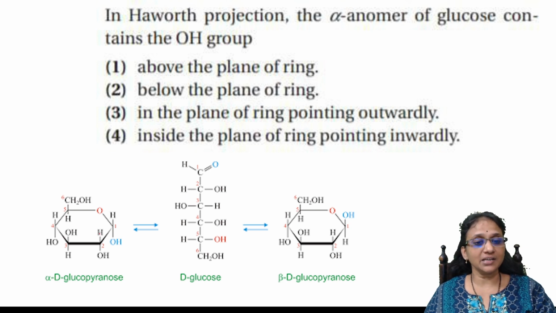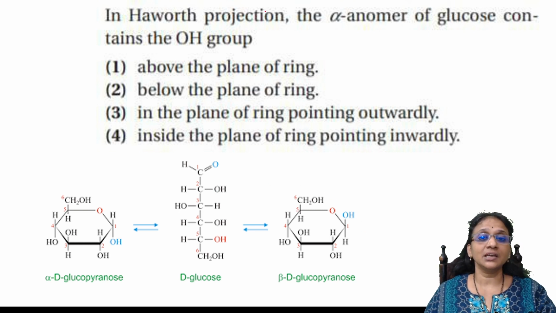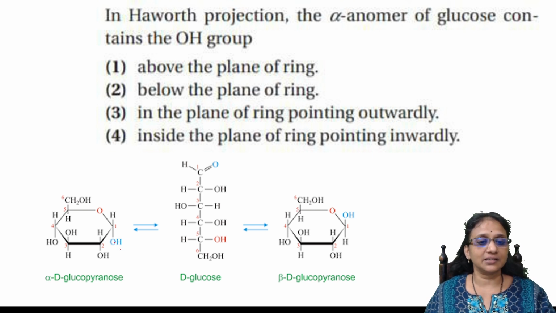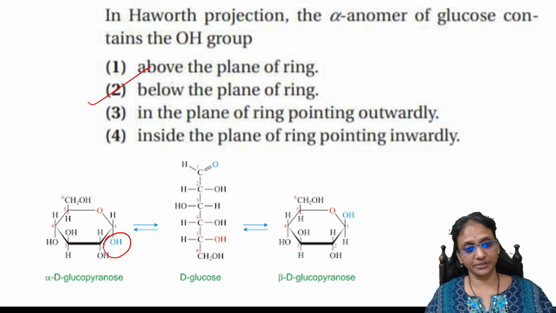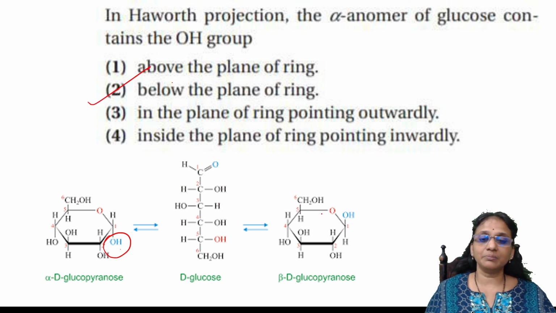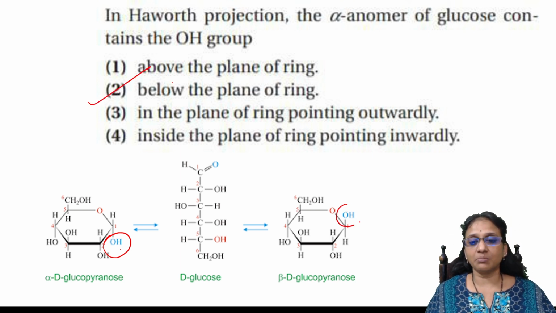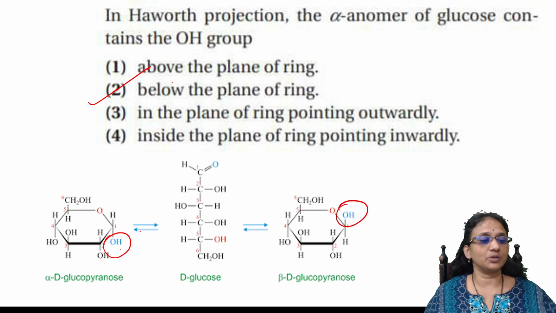Okay, this is a Haworth structure of glucose where we have drawn the cyclic structure and drawn the Haworth. Now they are asking in Haworth structure, the alpha anomer. Okay, this is the alpha anomer contains OH. Where does it contain? See here. OH is below the plane of the ring. Perfect. Second option. In beta, it is above the plane. In alpha, it is below the plane.